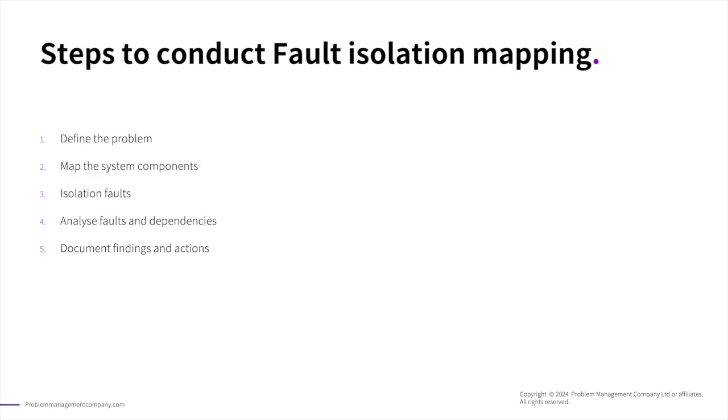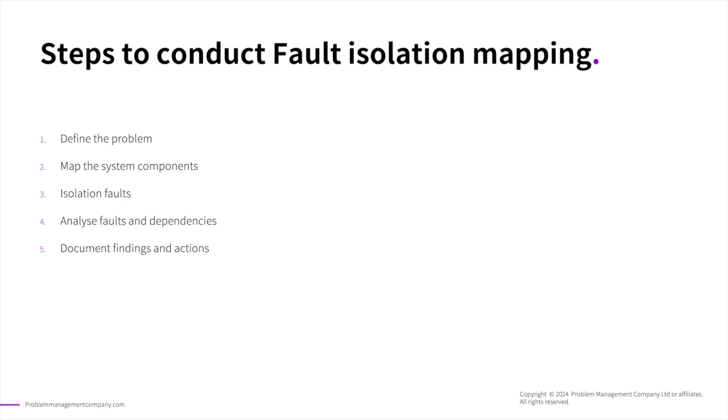Steps to conduct fault isolation mapping. Step 1. Define the problem. Problem statement. Clearly define the problem, including the symptoms observed and the affected components. Initial assessment. Perform a quick assessment to understand the scope and potential impact of the fault.